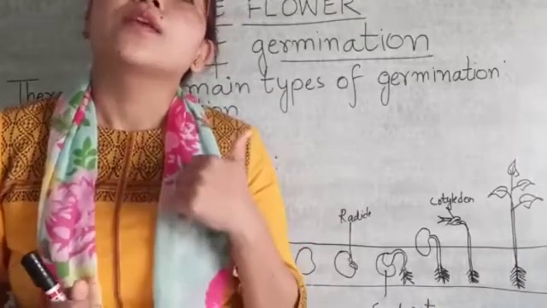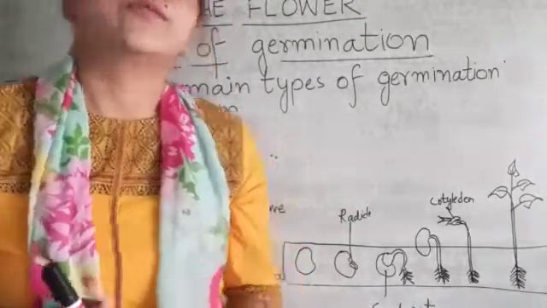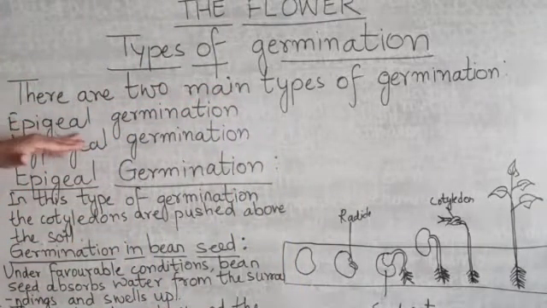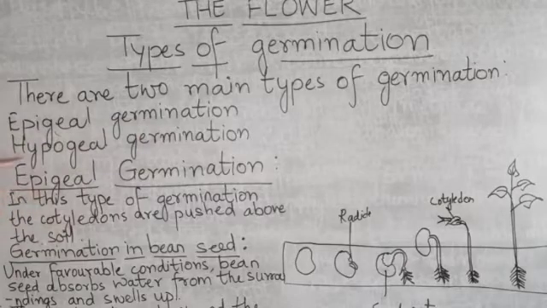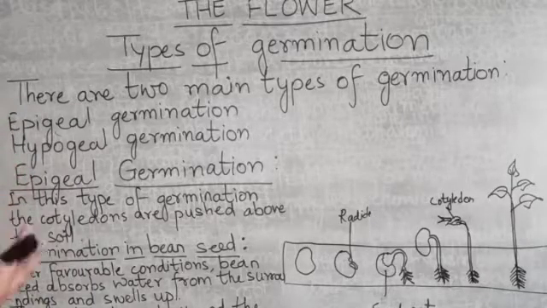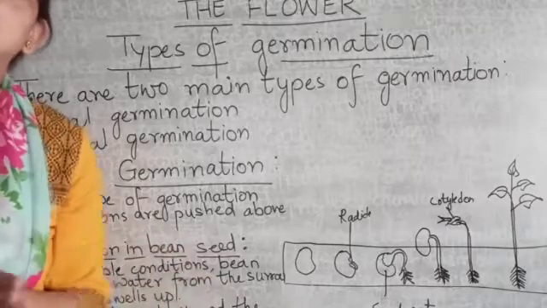Now there are mainly two types of germination. What are they? Epigeal and hypogeal germination. Epigeal means above the soil and hypogeal means below the soil. So first let me tell you about the epigeal germination.